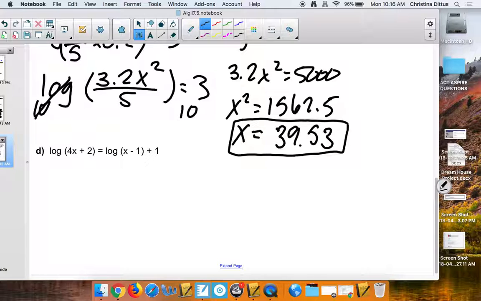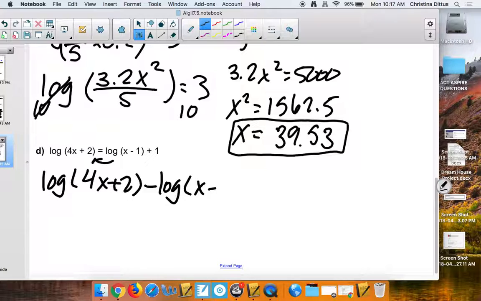B. Are my logs on the same side? No. Let's get them on the same side. How am I going to do it? Subtract. Yeah, I'm going to bring this log over. So I got the log of 4x plus 2 minus the log of x minus 1, and that equals 1. Can I do my 10 power now? No, why? What's wrong? There's 2 logs. I only want 1 log, so what am I going to do? Divide. Good.